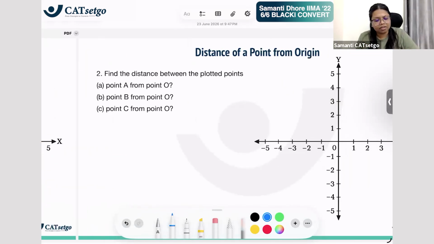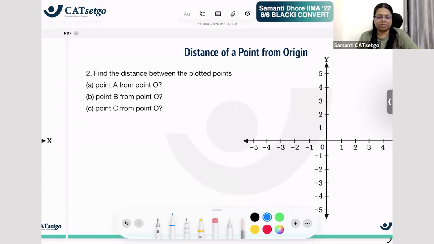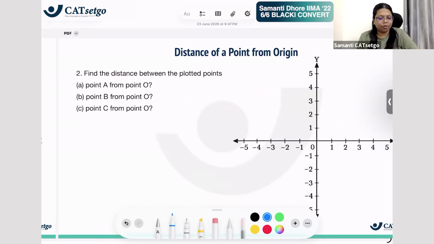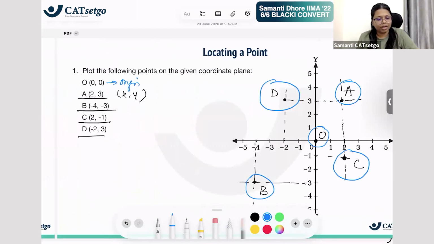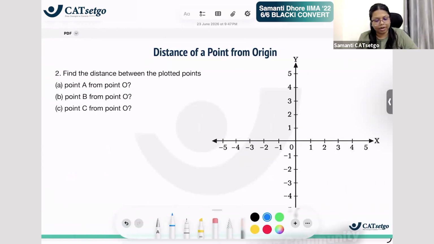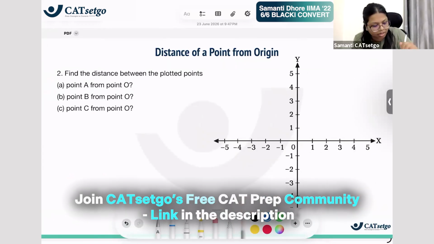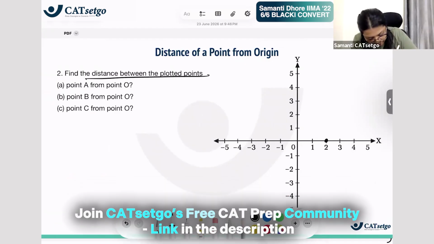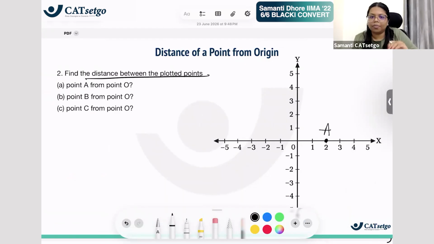Next thing we look at is finding the distance between the plotted points. So where was your point A? Your point A is (2, 3). So the question is, find the distance between the plotted points. Let's say I am plotting a point A here, and O is the origin. So what is the distance between point A and point O?